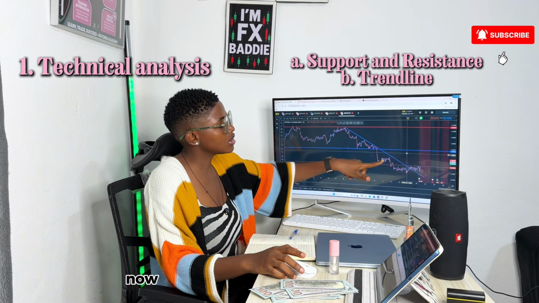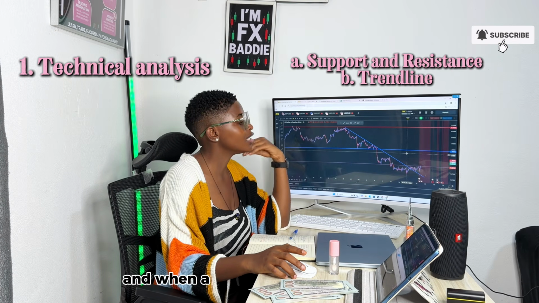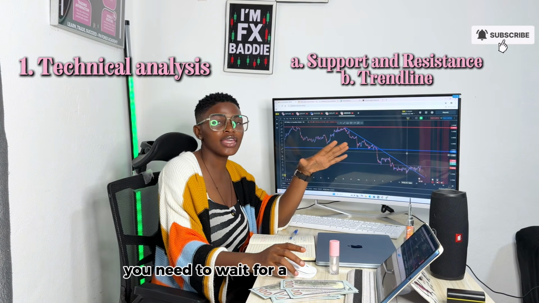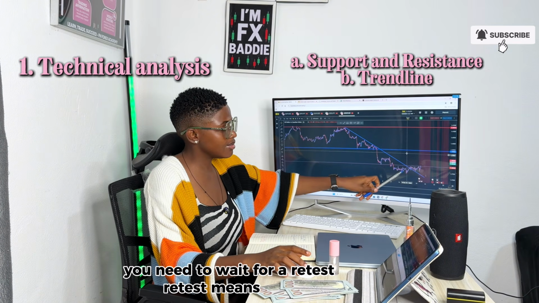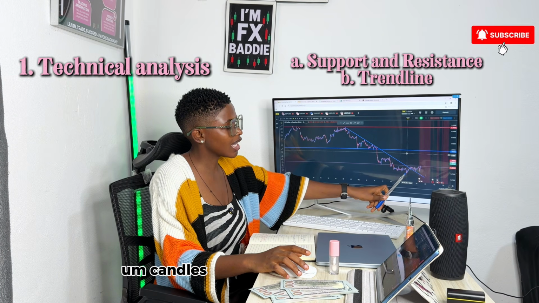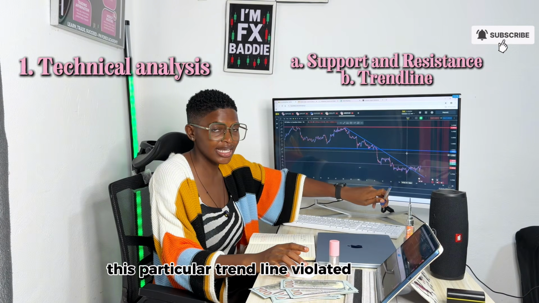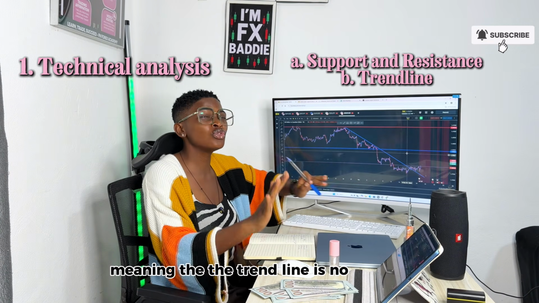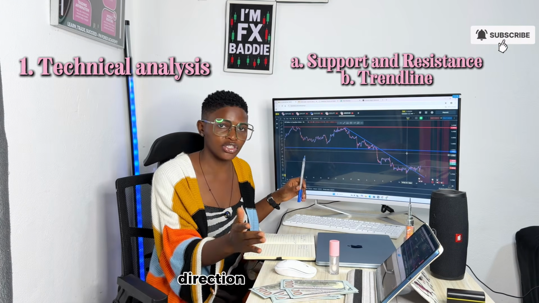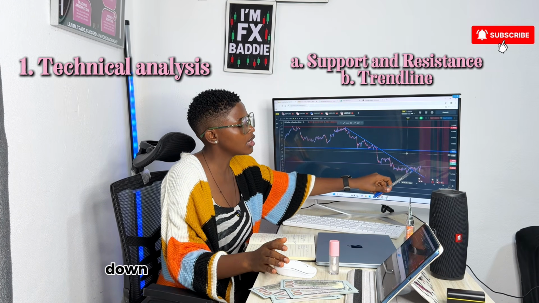Okay, now from what I can see, this trend line has been broken, and when a trend line breaks with a 1 hour confirmation, you need to wait for a retest. Retest means, okay, the market was going down, the market candles have formed and broken this particular trend line, violated it, meaning that the trend line is no longer valid. It means the market is looking for ways to change direction, right? So now you see the market trying to go up, down.